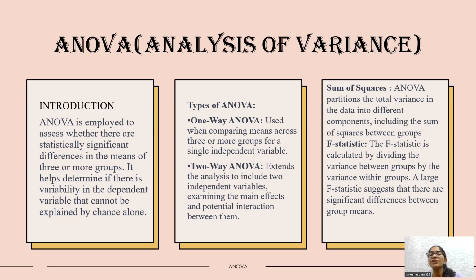So the major applications of ANOVA is in sum of squares and F statistic. Sum of square, ANOVA partitions the total variance in the data into different components, including the sum of square between the groups. F statistic, the F statistic is calculated by dividing the variance between the groups by the variance within the groups. A large F statistic suggests that there are significant differences between group means.